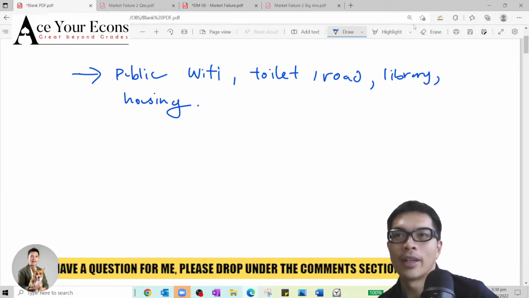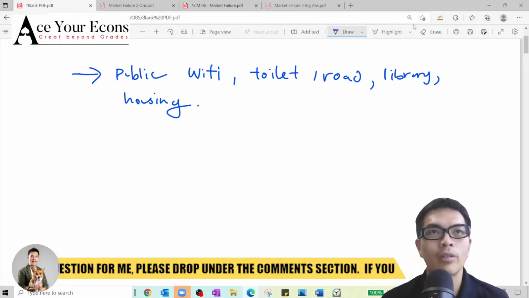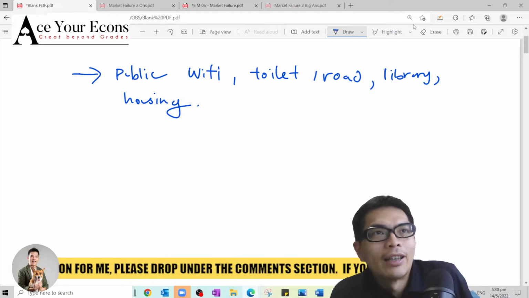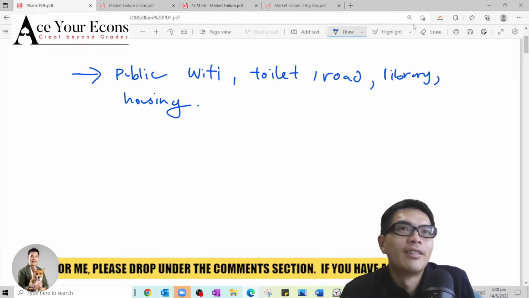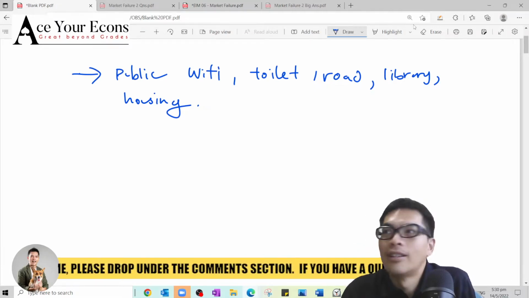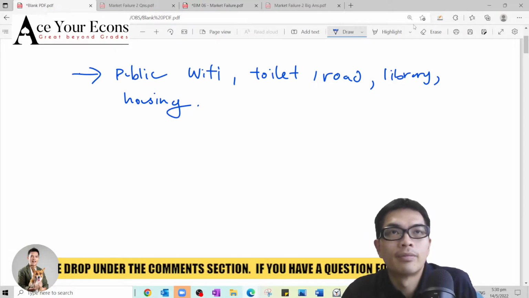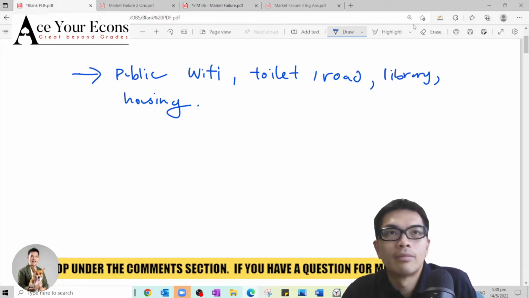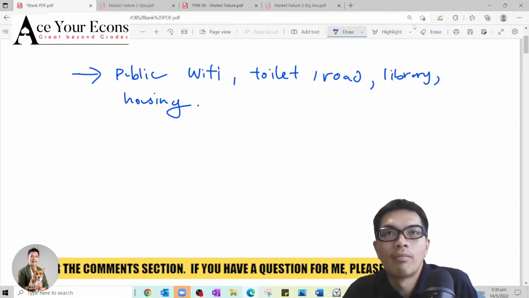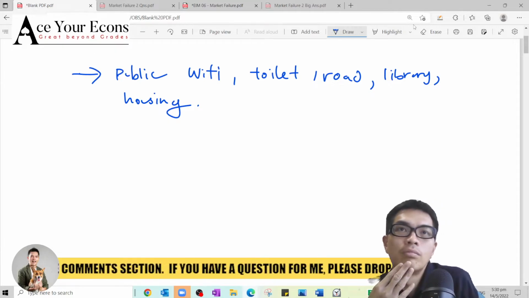Okay, so maybe I'll get Kek Ming. Since you brought it up, why is public Wi-Fi not a public good? Because I think Wi-Fi can be excludable through a password, and it's also rivalrous, because if there are a lot of people on the Wi-Fi, then the broadband will be affected. Then network speed will be slow.